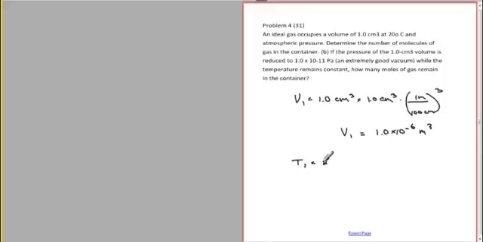T1 is 20 degrees C, but we don't use C. We add 273 to it to get absolute temperature. So you get 293 Kelvin. And the pressure is atmospheric pressure, which is 101 kilopascals. So that's 101,000 pascals, units per meter squared. Determine the number of molecules in the gas container.